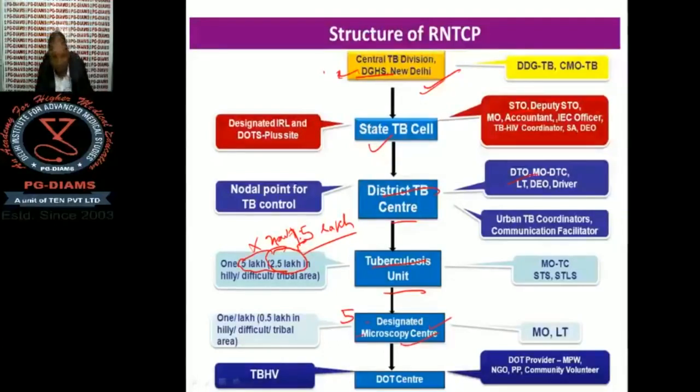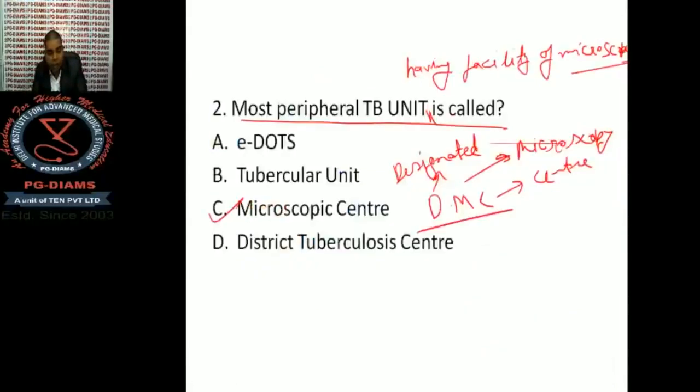where microscope is available. Dot center is again one of the peripheral center, but here no microscope is available and only drugs are being given by some of the dot provider or community worker. So the most peripheral unit where microscope is available is designated microscopy center. Dot center can be the most peripheral unit, but it was not in the option. So if in the option most peripheral TB unit is asked, the answers can be dot center, but not E dot center.